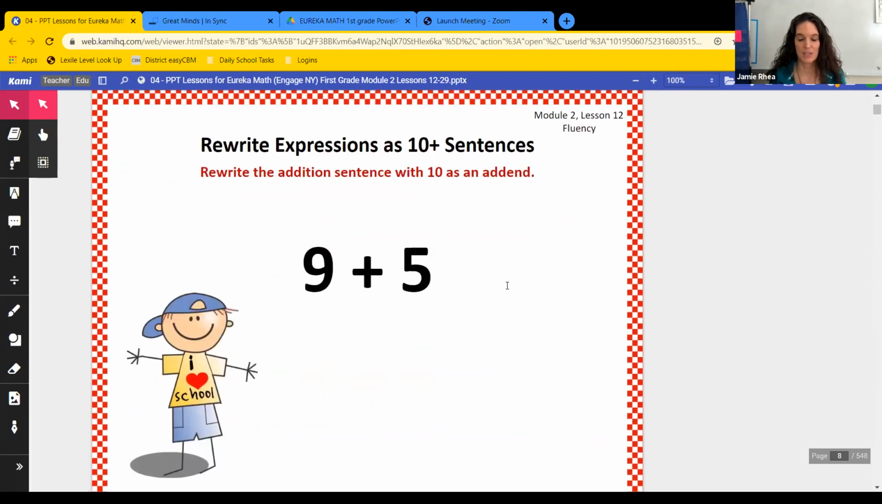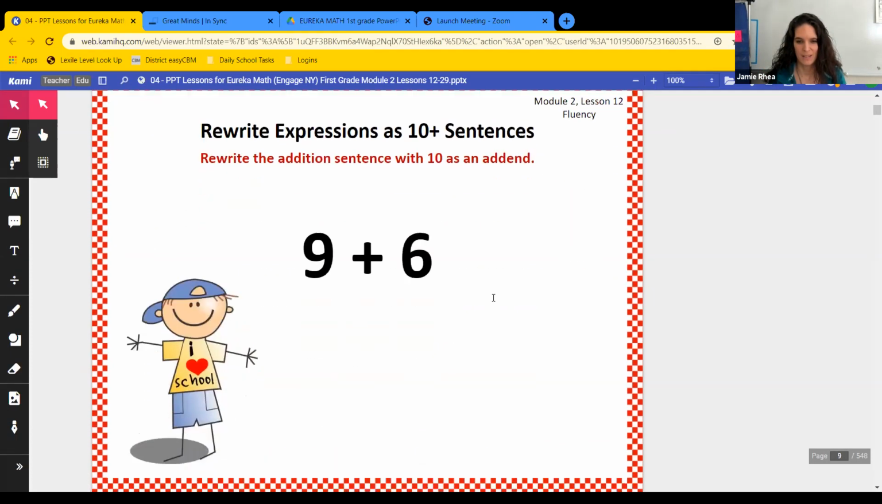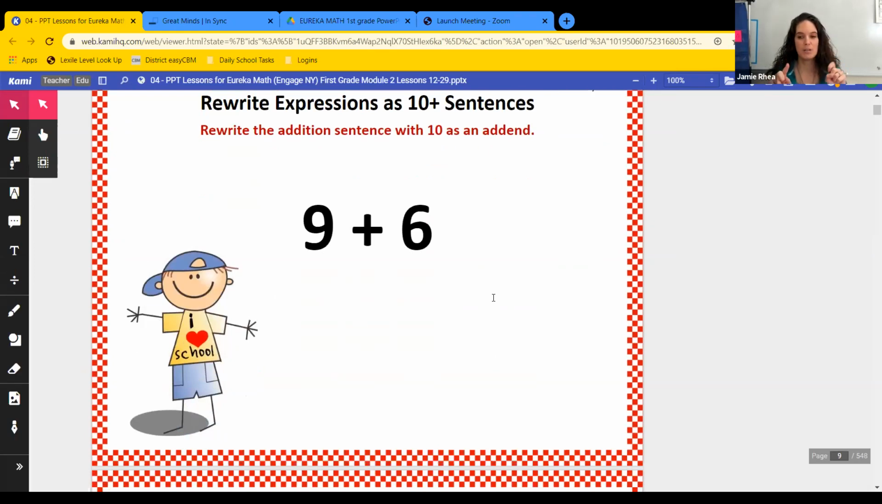All right, let's look at 9 plus 5. I'm going to break that 5 up. I'm going to make it a 1 and a 4. Combine my 9 and my 1, add them together, make 10 plus 4 equals 14. Okay, let's break our 6 apart to a 1. So I've got 1 and 5, that makes 6. 1 and 9 make 10. 10 plus 5 equals 15.